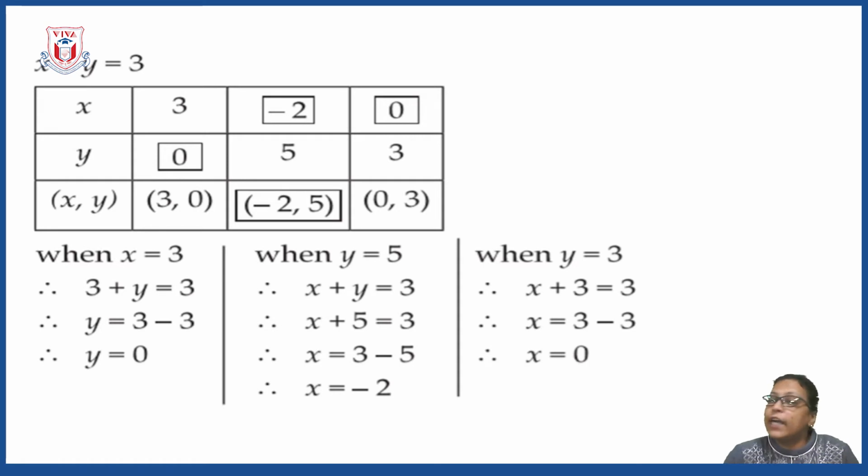Here the value of y is given as 3. So when y is equal to 3, the equation is going to become x plus 3 is equal to 3, and therefore x is equal to 3 minus 3, that is, x is equal to 0. So here the third ordered pair we got is (0, 3). In this way you have to complete this table.